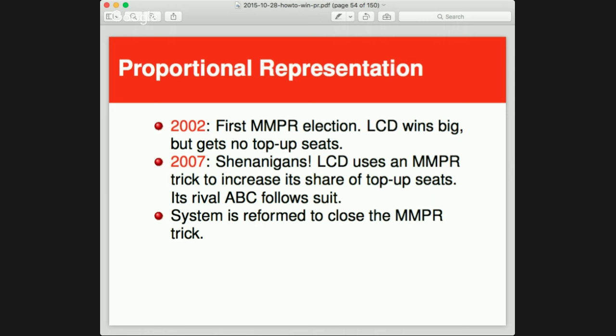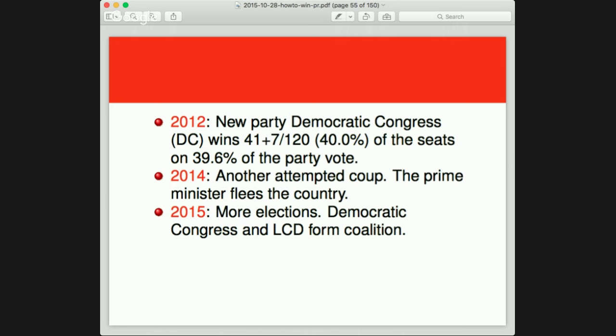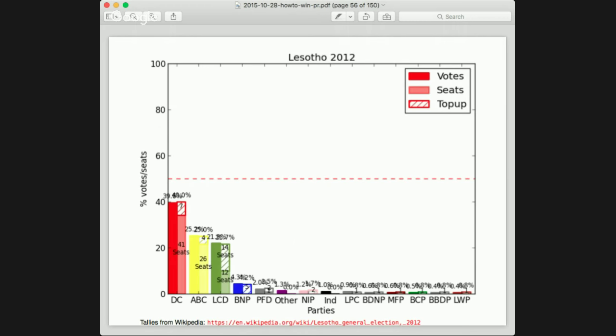So what happens next? Well, there's more elections in 2012 and then 2015, but in between, there's another bad thing that happens. There's allegedly another attempted coup and the prime minister flees the country. So what I'm trying to say here is, even though they switched to a proportional system, it didn't solve all of their problems. They still have some issues, but now they have elections like this. So this is what you'd expect more often in a proportional system.